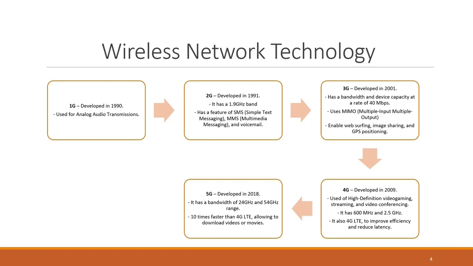While they kept on developing, they developed the third generation in 2001, and it has a bandwidth and device capacity at a rate of 40 Mbps. In this case, they use MIMO, which is multiple input and multiple output. On 3G, you are able to do web surfing, image sharing, and GPS positioning, which help a lot in our daily living.